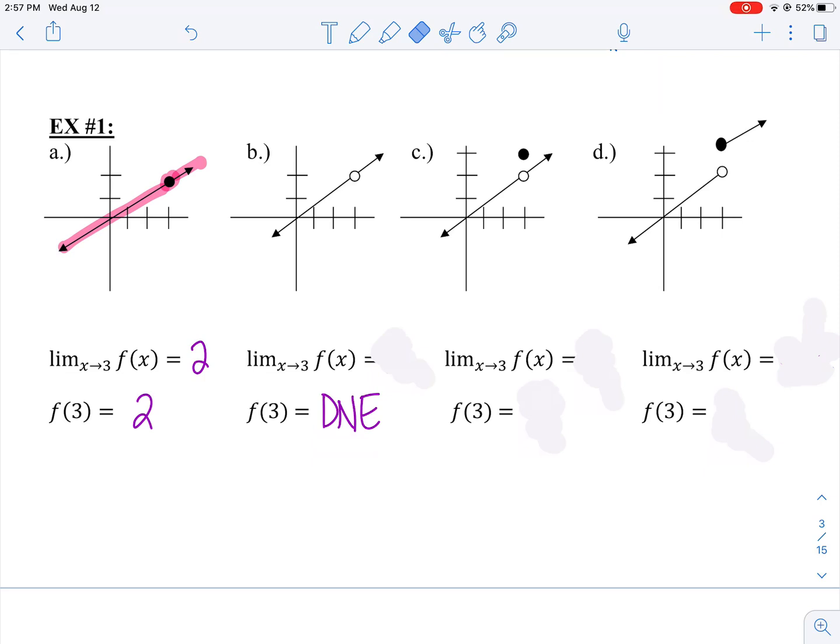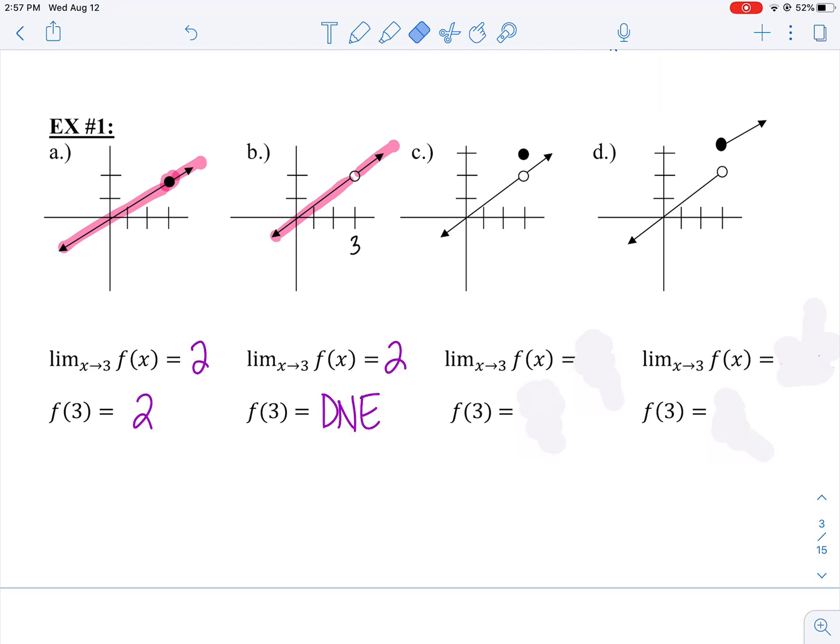There is no y value because there's an open circle and nothing else there when x is 3. But what is the limit as x approaches 3? So I'm thinking following the path. If I'm following the path from the left and you're following the path from the right, aren't we going to be together even though Starbucks is closed? So even though there's a hole there, we can still meet up together at y equals 2. So my limit is 2, but my function value doesn't exist. A little bit different. All right, what about C?